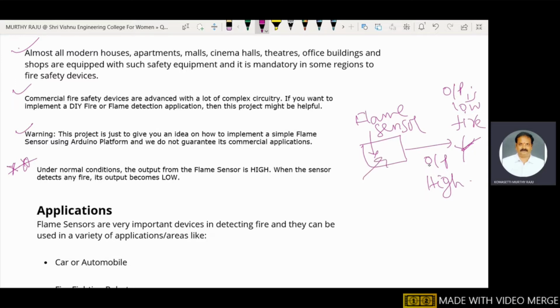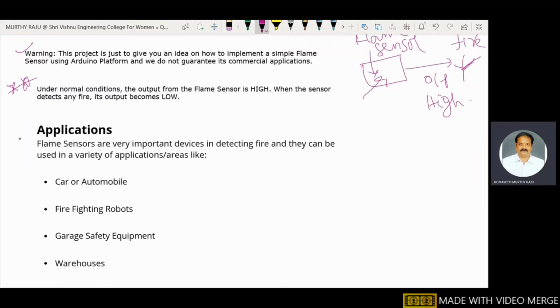This is the flame sensor. When output is high, flame is not detected. When the sensor detects any fire, its output becomes low. This is the technology used with the flame sensor. Next, applications.